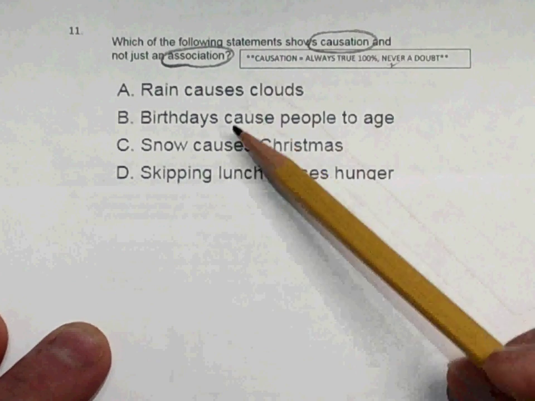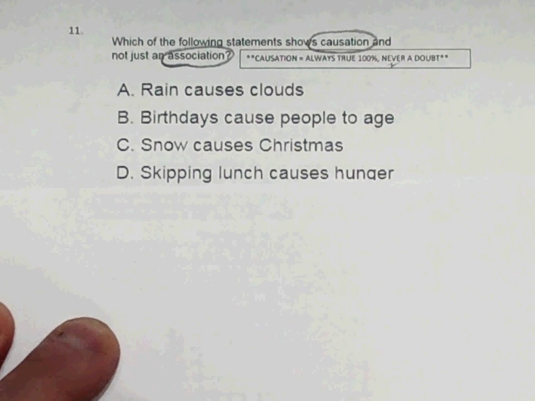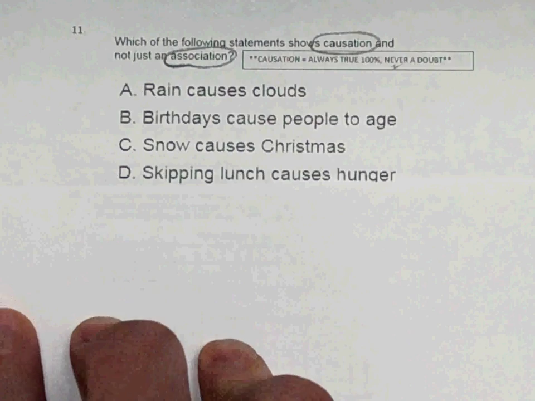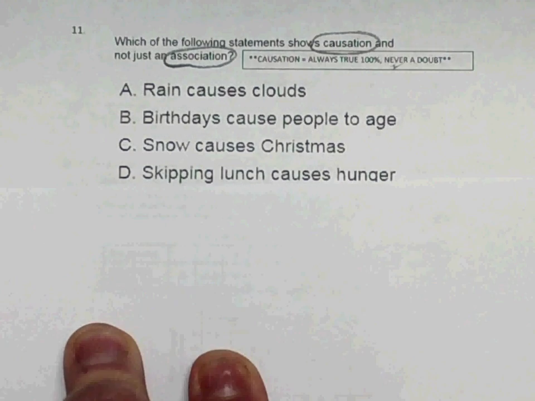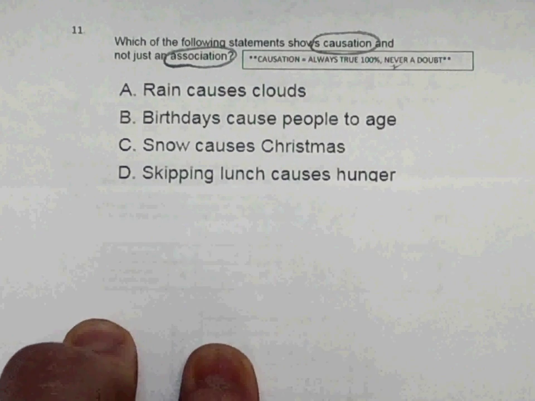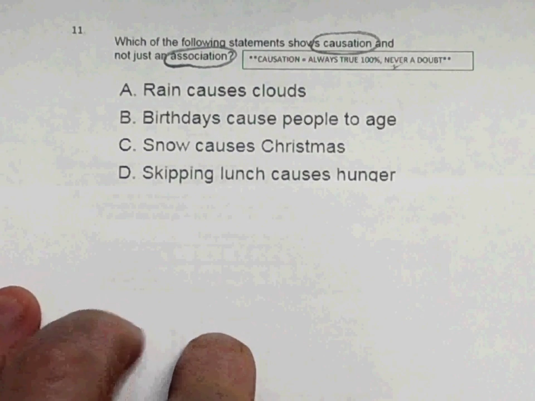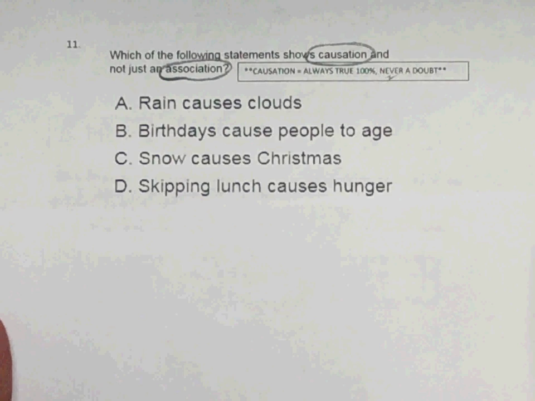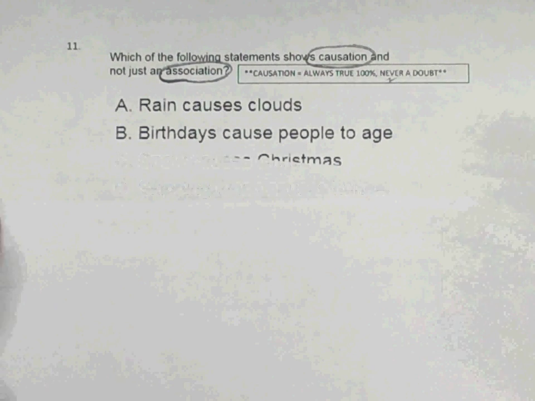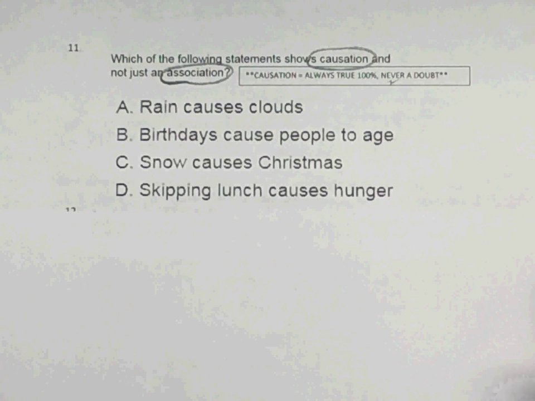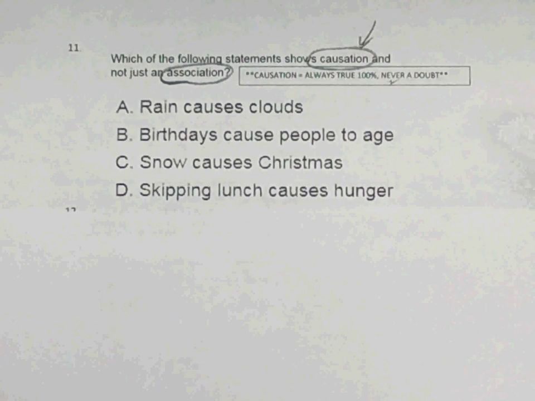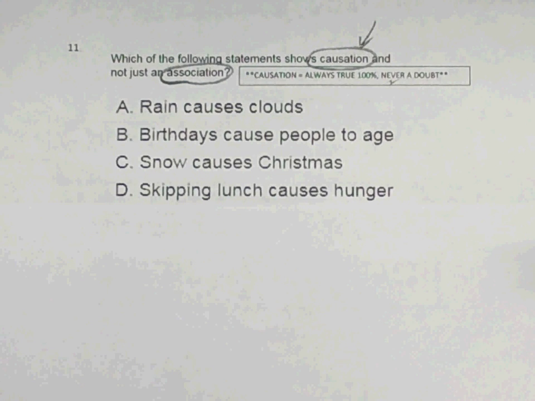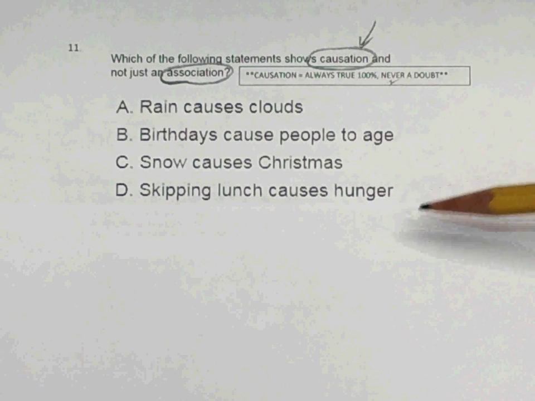An association is, well, you know, it could be related. It might be related. It makes a lot of sense. I could see it happening, but there's always doubt. So as we go through these problems, and we're asking for the causation, which one will always cause the other to happen? Okay, not just sometimes. Go ahead and give it a shot. Try to answer this.